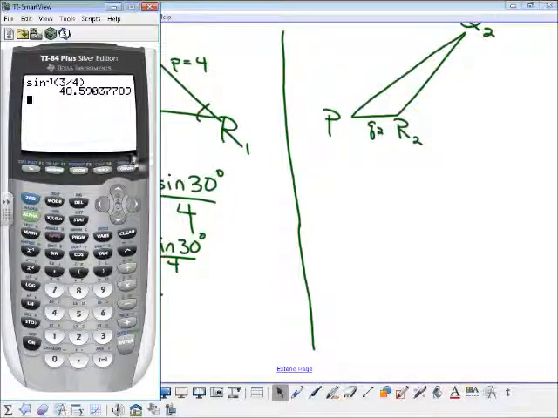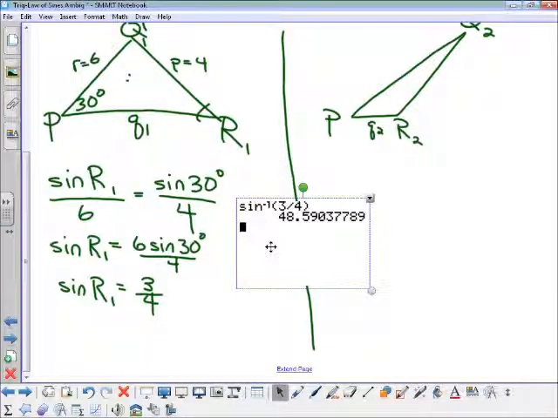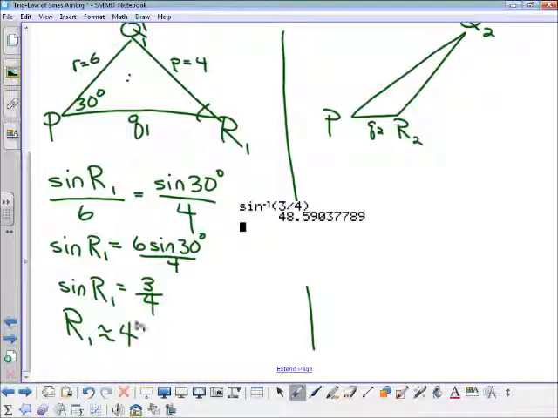So I'm going to move this over here. Notice I am going to round my angles to the nearest degree. So this is 49 degrees. Just makes our arithmetic that much easier. So R1, I'm going to go ahead and label as 49 degrees.